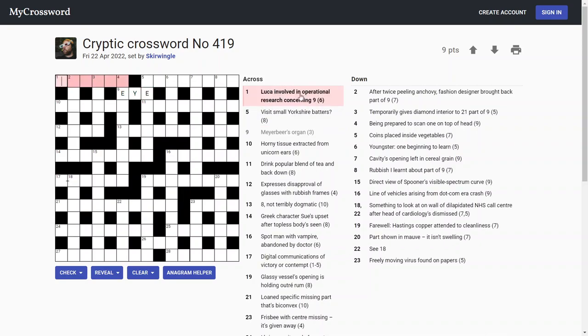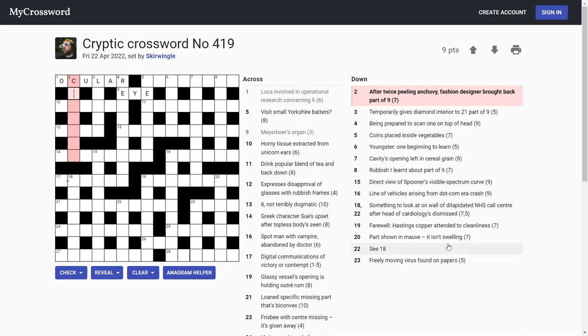So, Luca involved in operational research concerning 9. Operational research, that's OR, isn't it, in certain sciences. Oh yes, excellent. It's ocular. That's the anagram of Luca. Involved is the anagram indicator inside OR, operational research, and concerning 9, ocular.